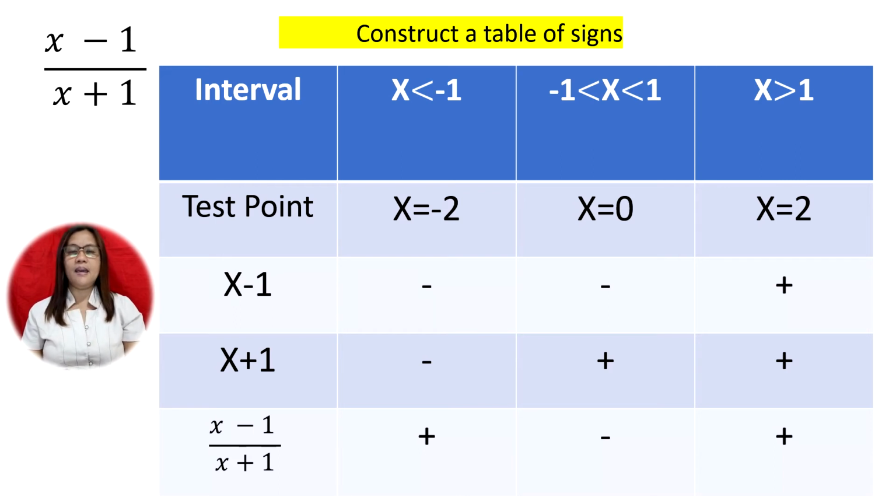For the interval x is less than 1 but greater than negative 1, the test point is x is equal to 0. So 0 minus 1 is negative, and 0 plus 1 is positive, and negative divided by positive is equal to negative. For the interval x is greater than 1, with the test point of x is equal to 2, 2 minus 1 is positive, and 2 plus 1 is positive. Positive divided by positive is equal to positive.